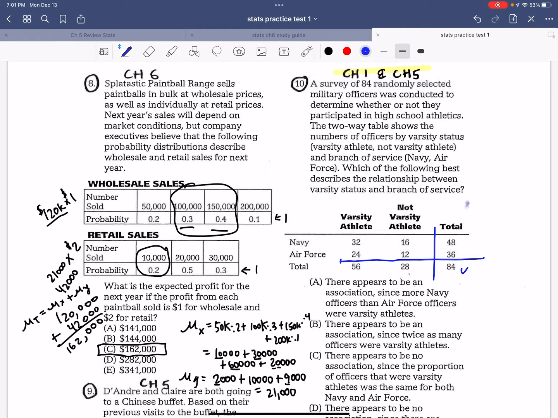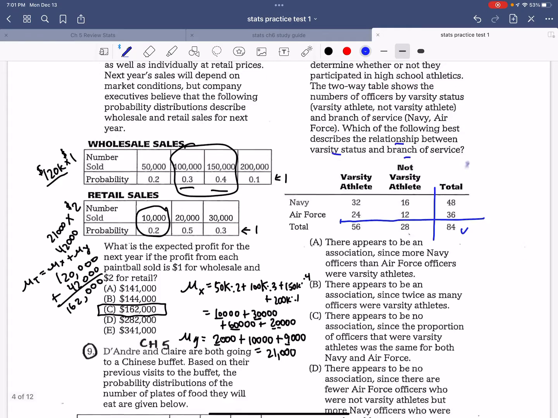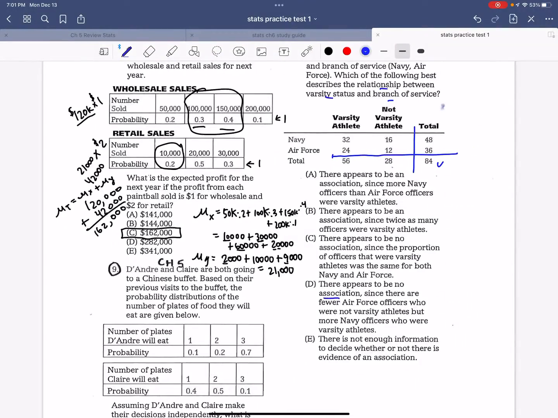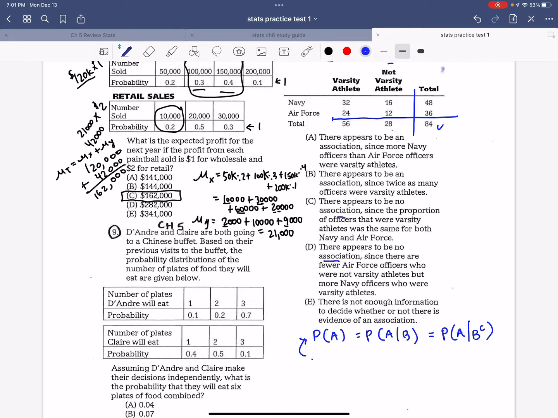It says, a survey of 84 randomly selected military officers was conducted to determine whether or not they participated in high school athletics. The table shows the number of officers by varsity status. Which of the following would describe the relationship between these? So, we studied this before to determine if there's an association. Again, we said if the probability of A is equal to the probability of A given B, which is also equal to the probability of A given not B, if all those end up being equal, then you have to say that there's no association. So what does that mean?